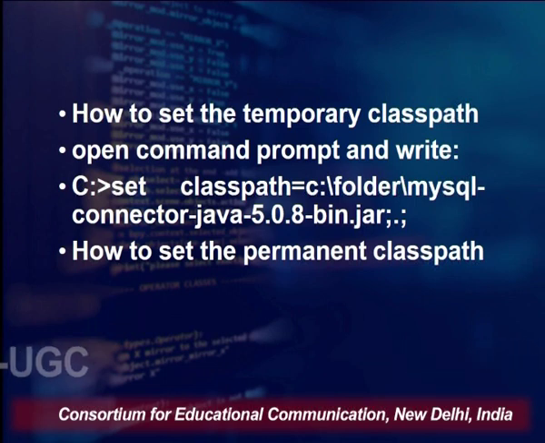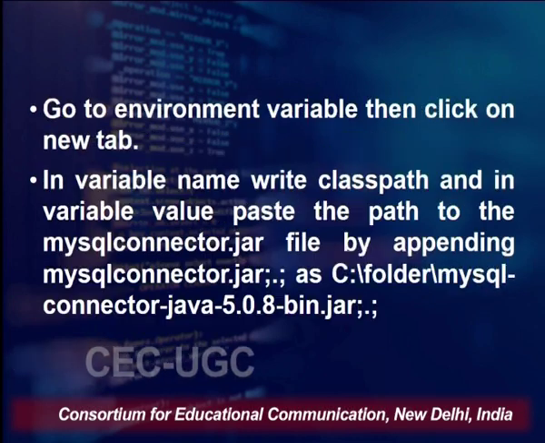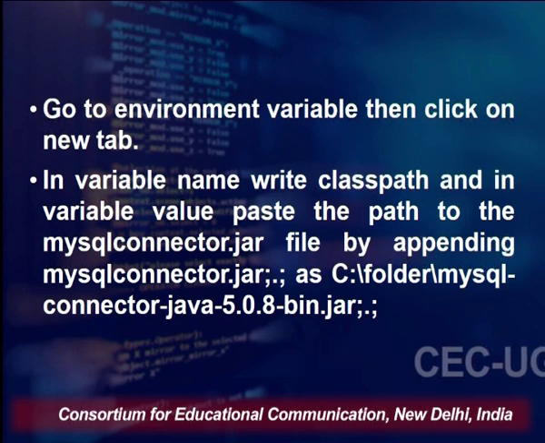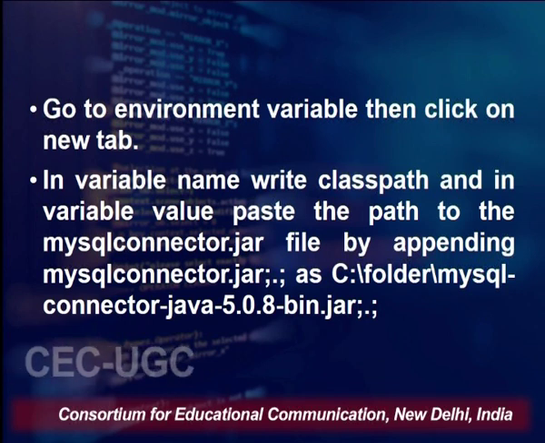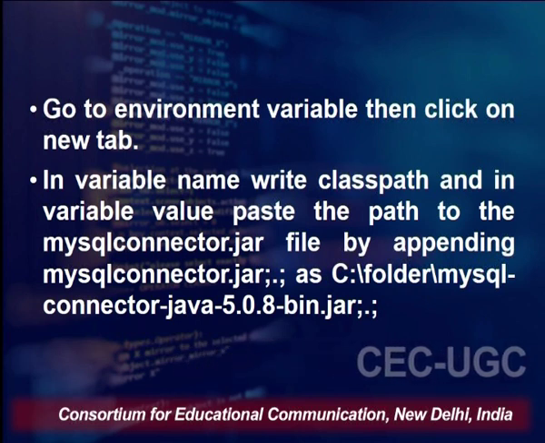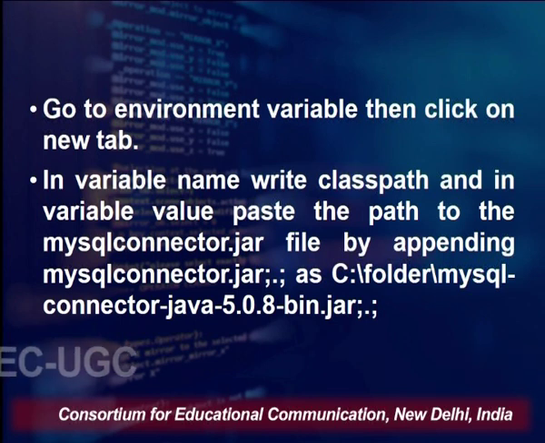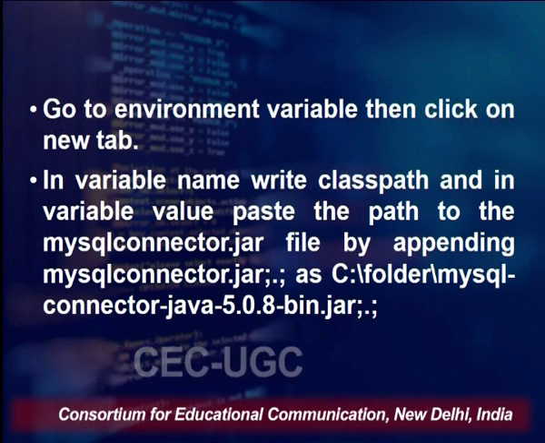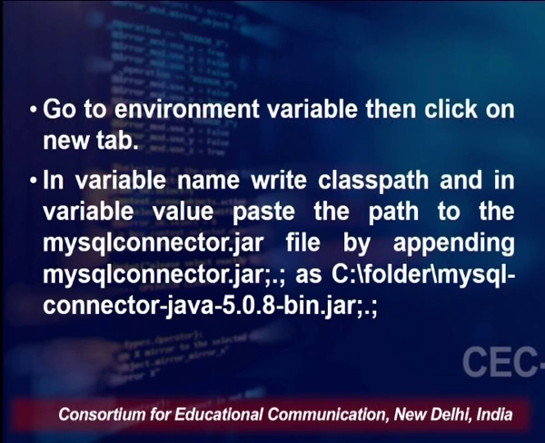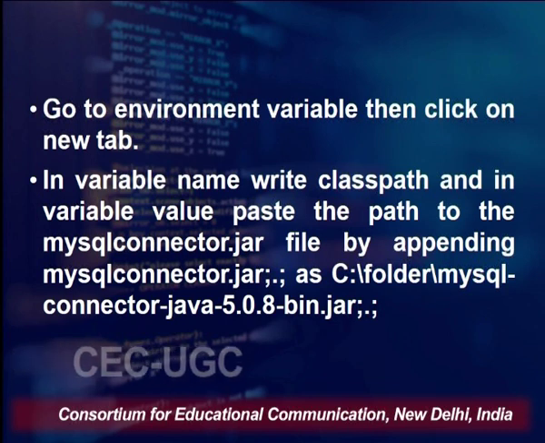In order to set the permanent class path, we go to the environment variables, and within them we look for the class path. Whatever class path is already set there, we need to append MySQL Connector.jar, or the whole path where this MySQL Connector.jar is stored: C drive, folder, MySQL Connector, the complete name of the jar file.